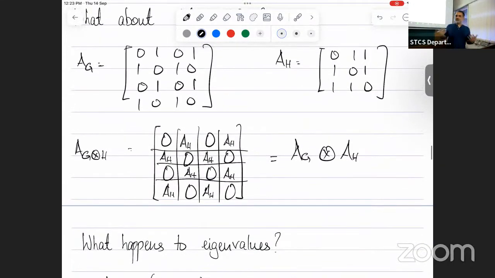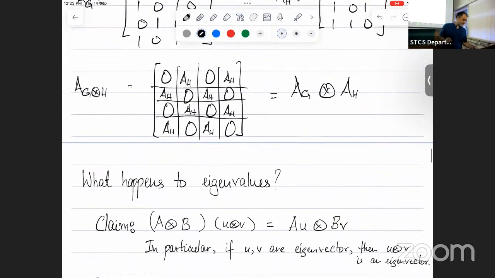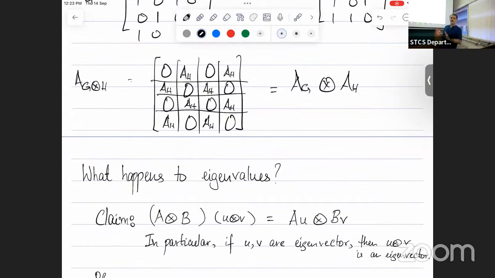Okay. So the natural thing to ask is, now you know what the matrix is. Again, the random walk matrix will also be the tensor product of the corresponding random walks. So you want to get a sense of, what do the eigenvalues look like? Okay. And here is a very simple fact. It's not hard to prove.